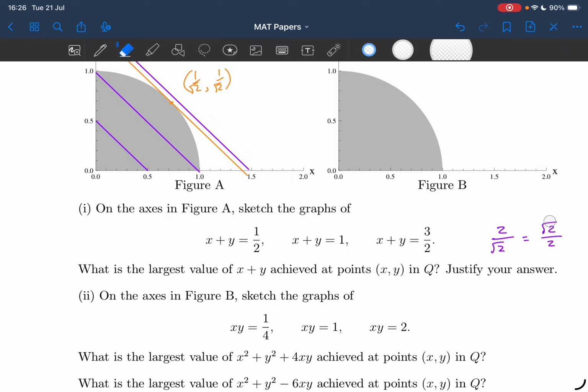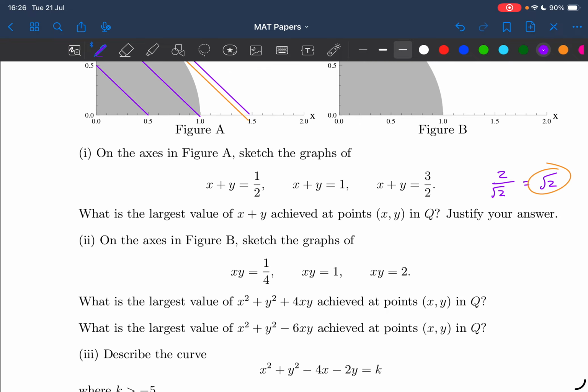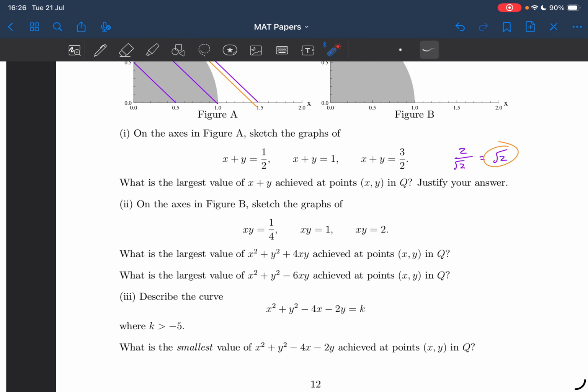No, that's not true. What are we doing? Root 2, same as root 2, isn't it? Is that correct? Let me double check. Yep, the larger one is root 2. Lovely jubbly. So for part 2 then, on the axis in figure B, sketch these graphs.